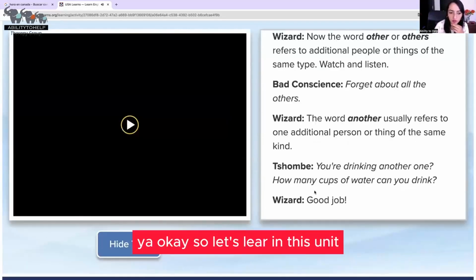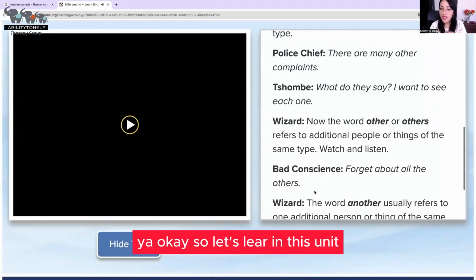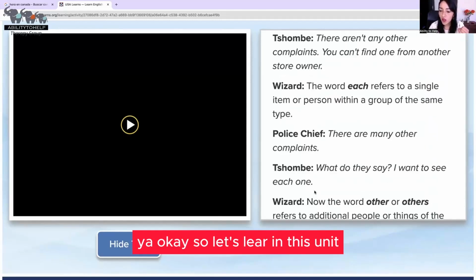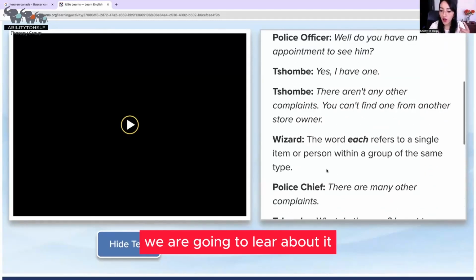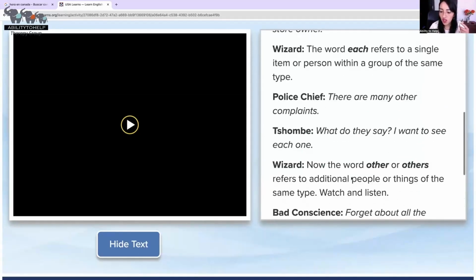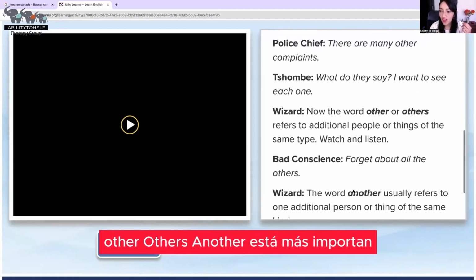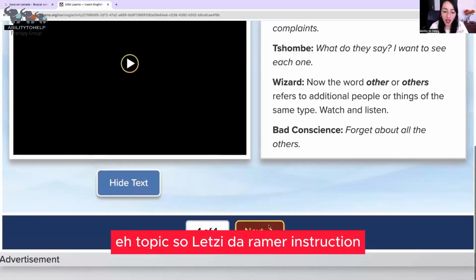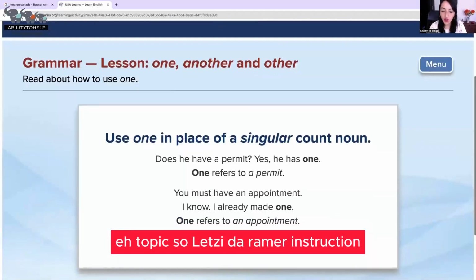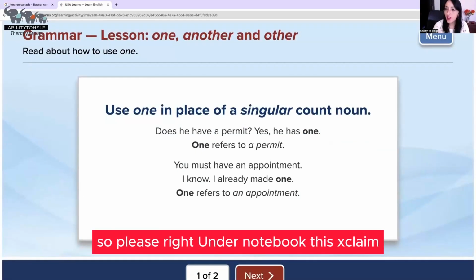Good job. Okay, so let's learn. In this unit, we are going to learn about each, other, others, another. It's the most important topic. So let's see the grammar structure. So please write this explanation in your notebook.